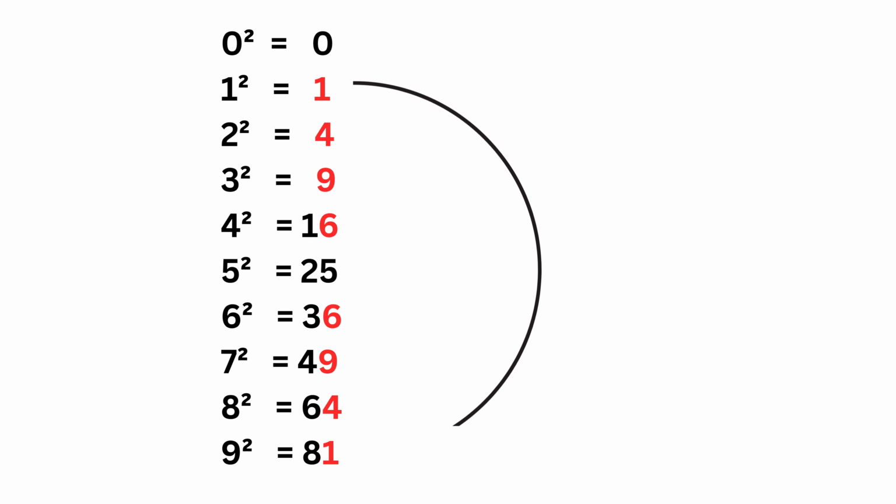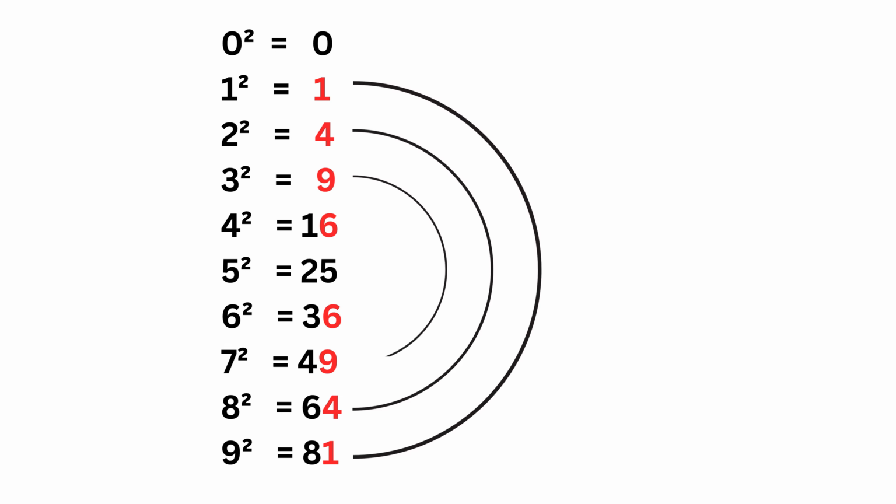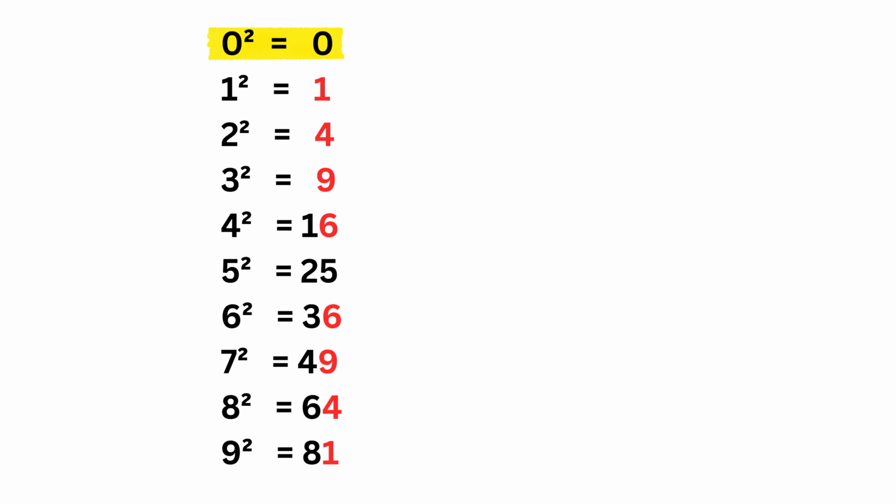1 squared and 9 squared both end in 1. 2 squared and 8 squared both end in 4. 3 squared and 7 squared both end in 9. And 4 squared and 6 squared both end in 6. The square of 0 simply ends in 0, and the square of 5 ends in a 5.